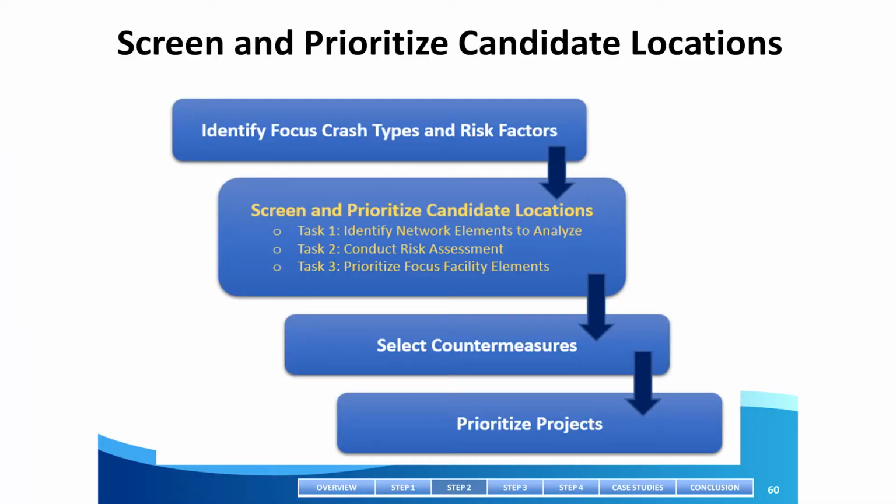So we're going to start out with some network. We're going to conduct a risk assessment across that network, and eventually we'll end up with a prioritized list of potential sites. So again, we have 3 tasks that we need to go through, and I'll explain each of those in a little bit of detail.